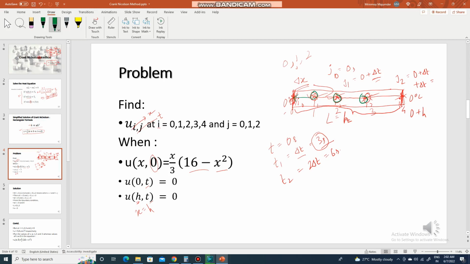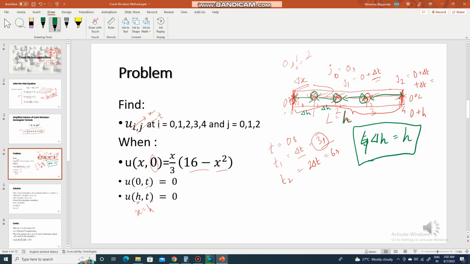and for that we have divided the rod into 4 segments. So there will be 5 nodes, 1, 2, 3, 4, 5, and the total length of the rod is h. So each segment can be represented as del h. So basically 4 del h is equal to h, right?